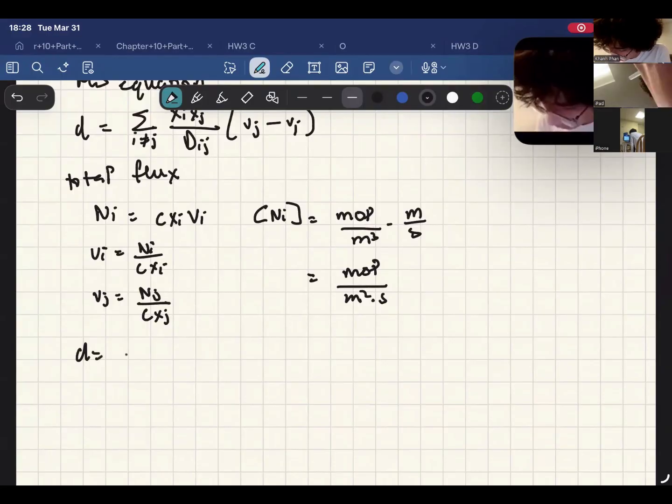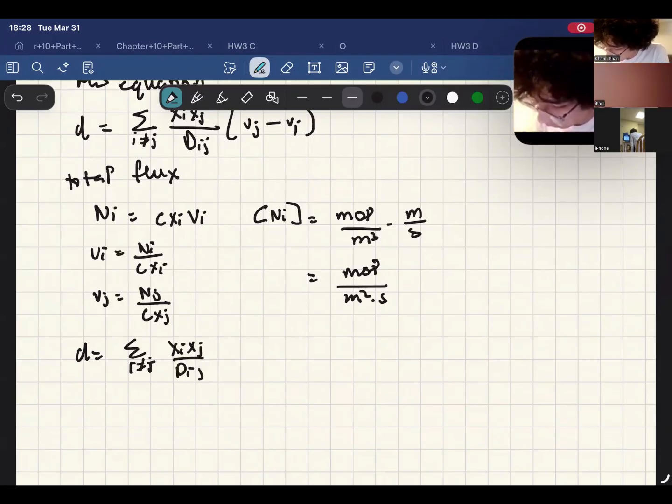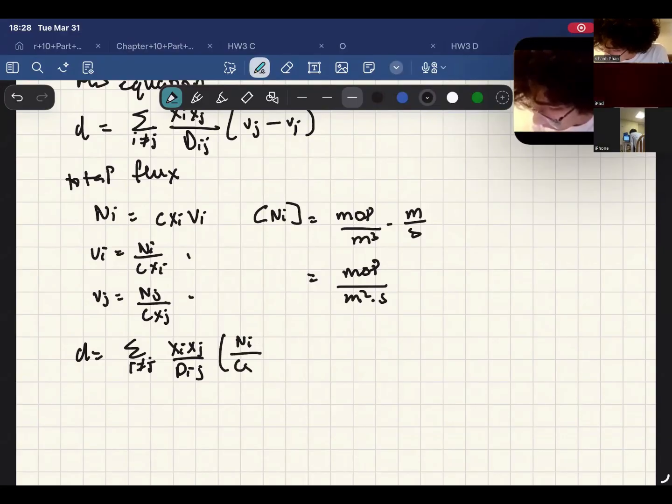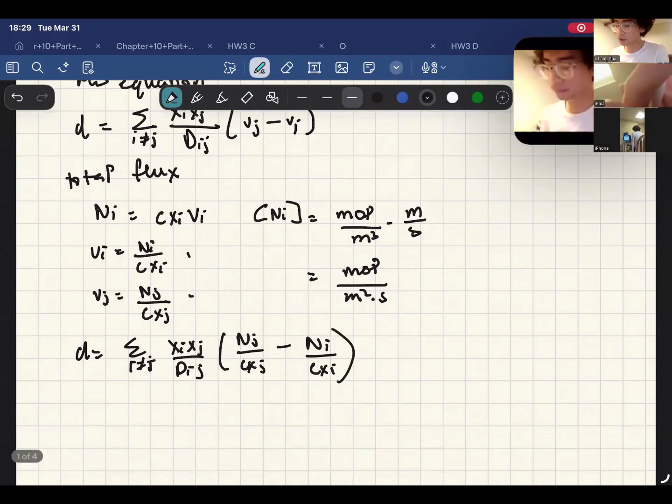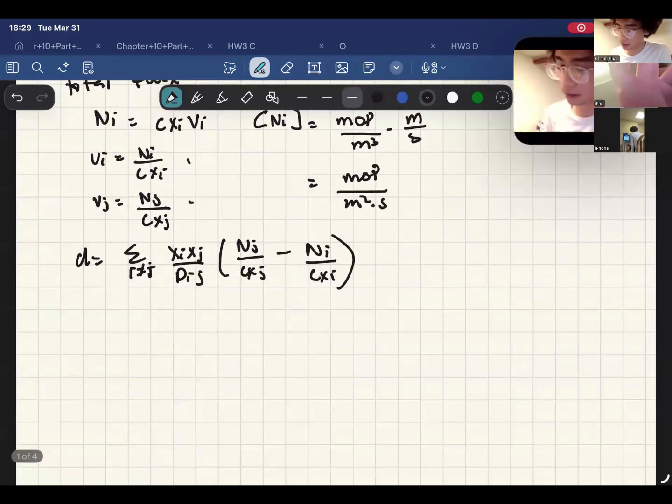So we have the driving force equal to the sum where i is not equal to j of x_i x_j over D_ij, and then we substitute from over here: N_j over c mole fraction of j minus flux of i over concentration times mole fraction of i. So that's for the total flux equation.